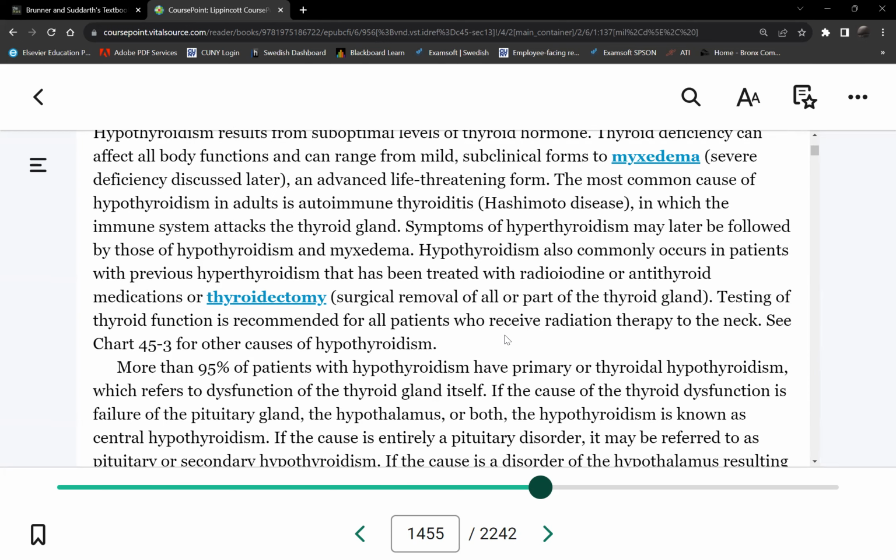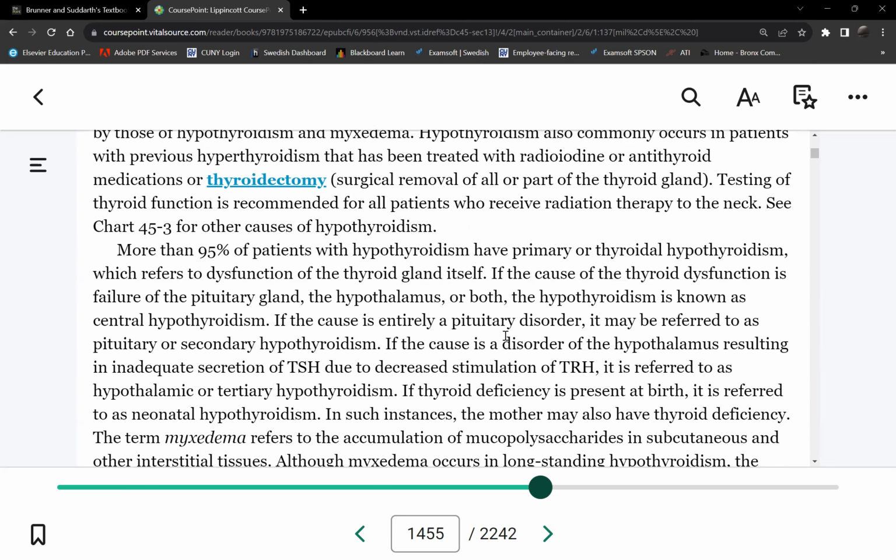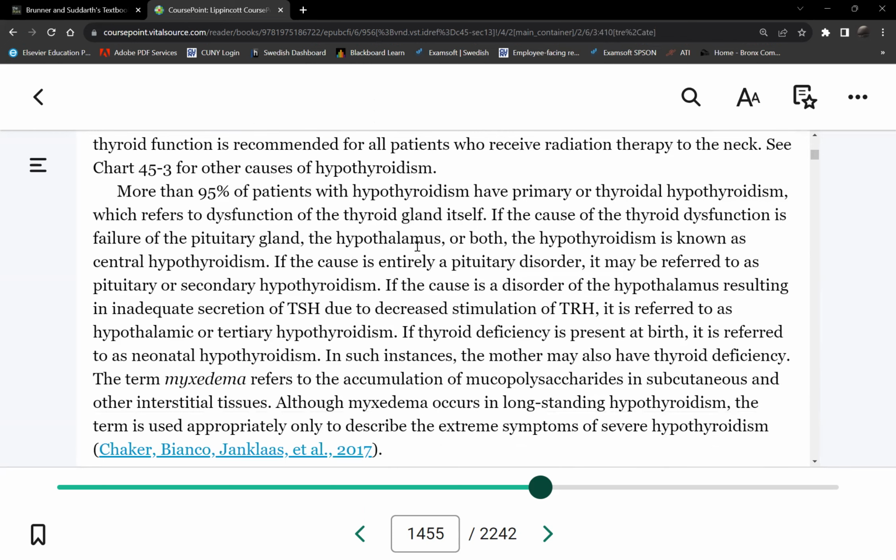A third type is caused by a pituitary or hypothalamic tumor. In this particular instance, the problem is not with the thyroid gland. The thyroid gland is normal. However, the problem is with the pituitary gland or the hypothalamus, because the hypothalamus sends the signal to the pituitary gland to increase or decrease the TSH levels depending on the hypothalamic measurement of T3, T4.